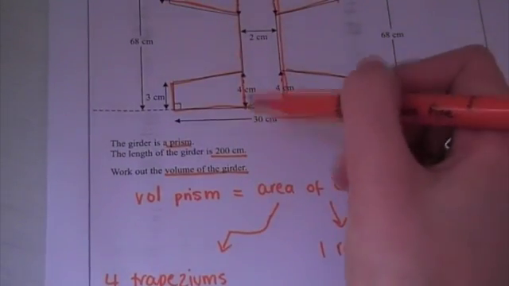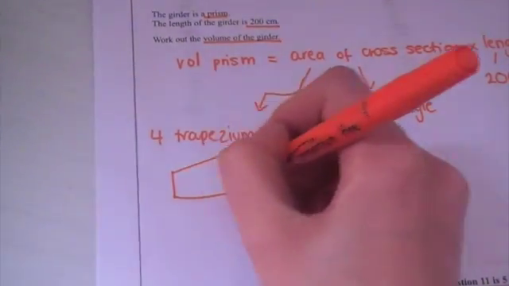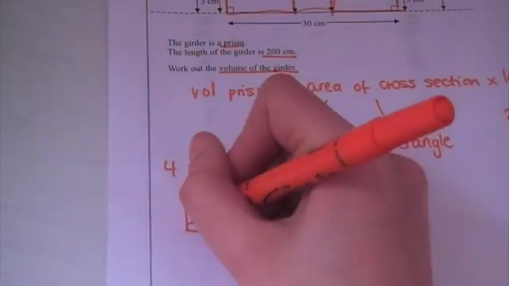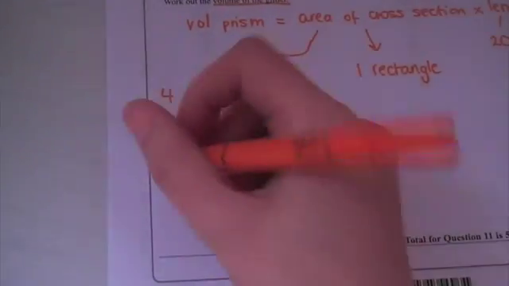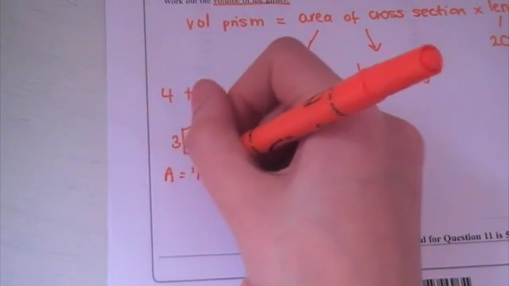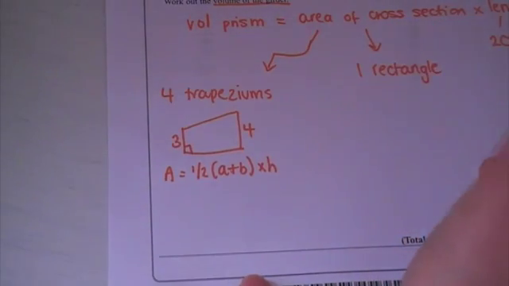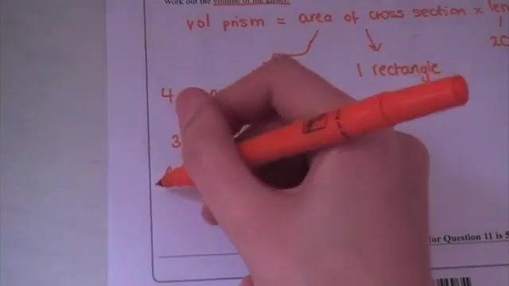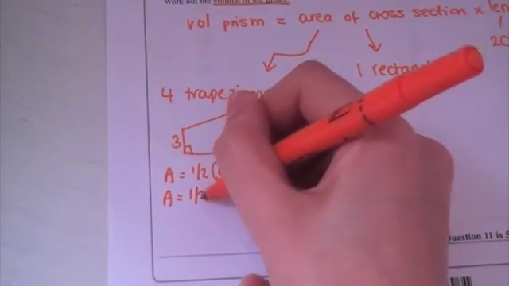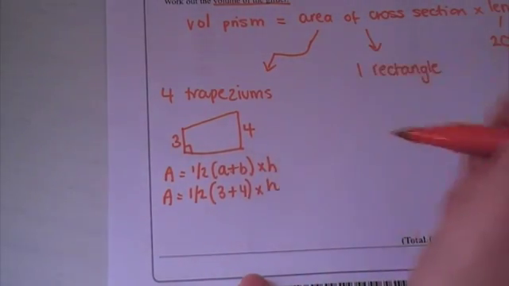So we know this is a trapezium because it's got a pair of parallel lines. So let's take one of these and draw it out here to help us. So right angle, 3 centimetres and 4 centimetres. Now in your formula book at the front, it tells you the area of a trapezium is half A plus B times height. So that is in your formula booklet at the front. So we've got A and B as our 3 and 4. A half, 3, add 4, times by the height.